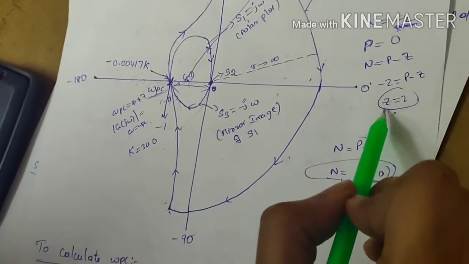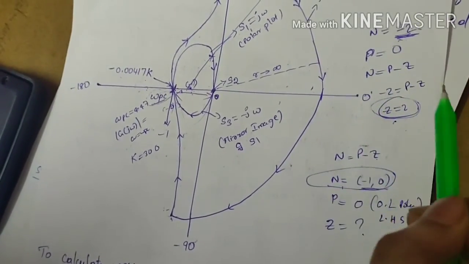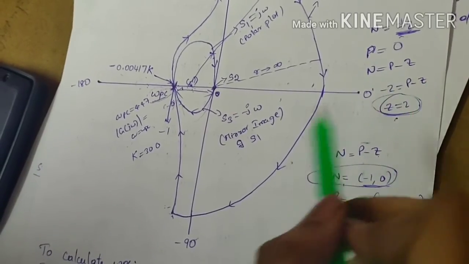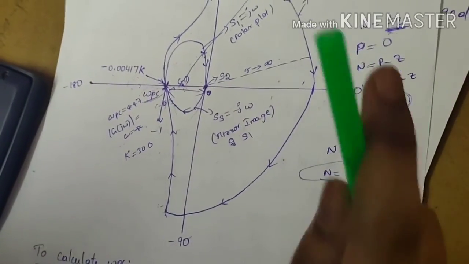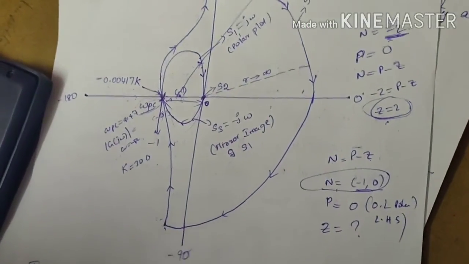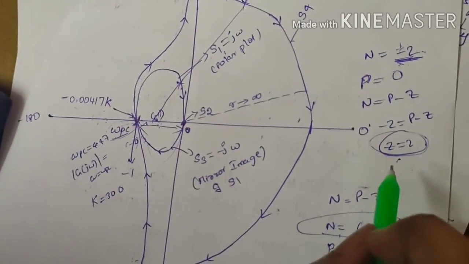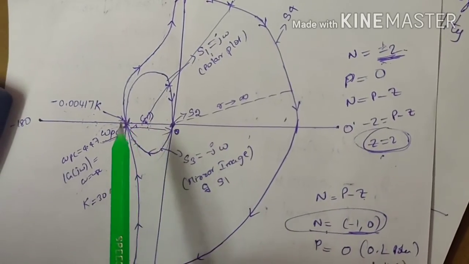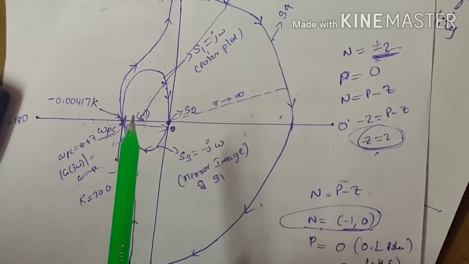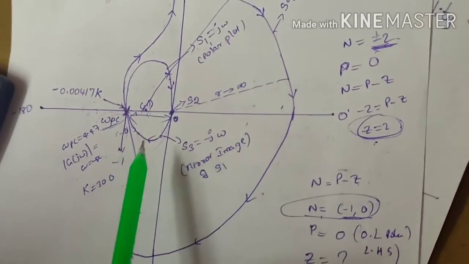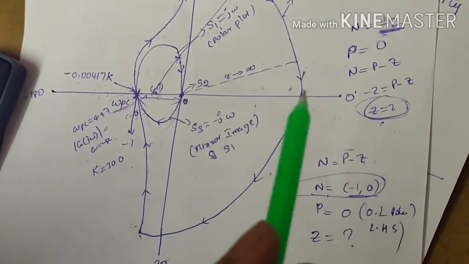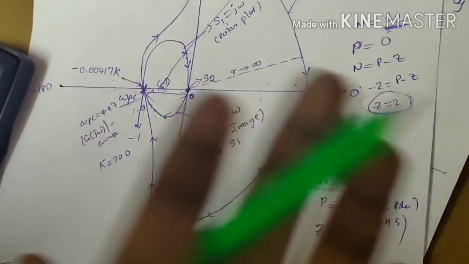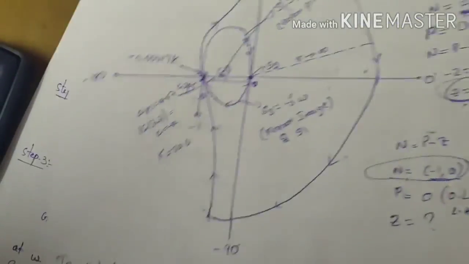So if n is minus 2, z will be 2. What is z? Z is nothing but the number of closed loop poles lying on the right hand side. If any one pole lies on the right hand side, the system will become unstable. So the closed loop system will become unstable if the minus 1 comma 0 point lies inside the circle, or you can say if the k value is greater than 240. The k value must be 0 to 240, that is, less than 240.